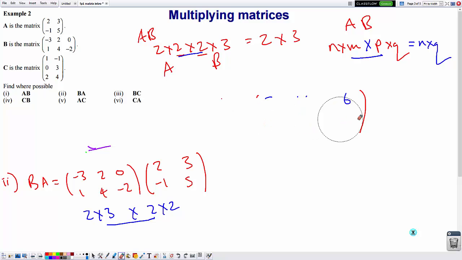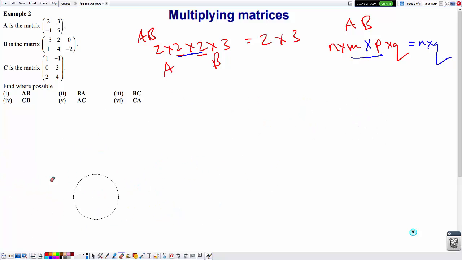So let's look at BC, CB, AC, and CA. I'm going to do these a little bit quicker now. I explained this theory, so you can try these on your own. If you've forgotten how to do these, or even if you haven't, at least make sure you should be able to tell just in your head which are possible and which aren't possible.